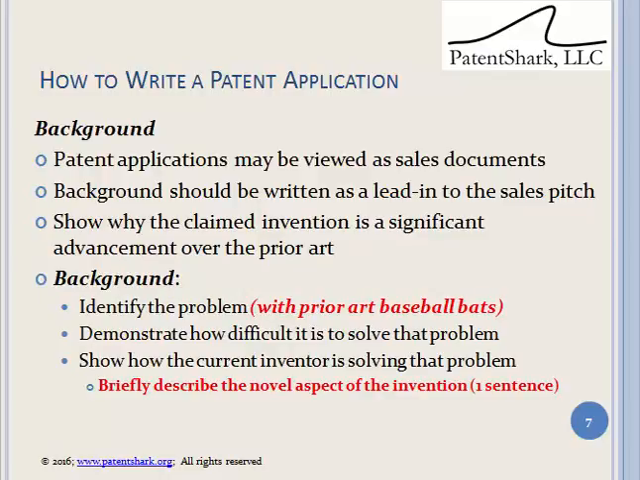So, what is the background? Patent applications may be viewed as sales documents. So the background should be written as a lead-in to the sales pitch. Show why the claimed invention is significant, or why it's a significant advancement over the prior art. Now, the background should identify the problem, and it should demonstrate how difficult it is to solve that problem. And last, it should show how the current inventor is solving this problem. Now, this could only be a very brief description at the very end of the background, which is usually one sentence.